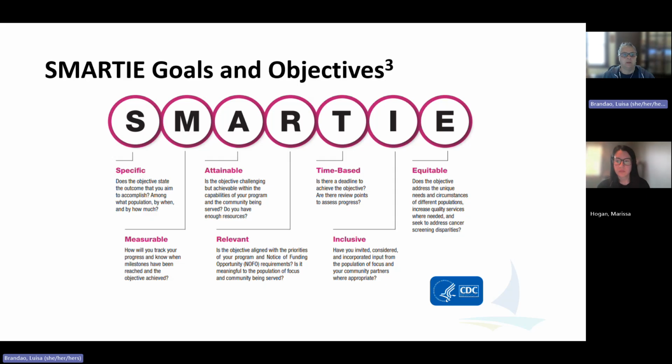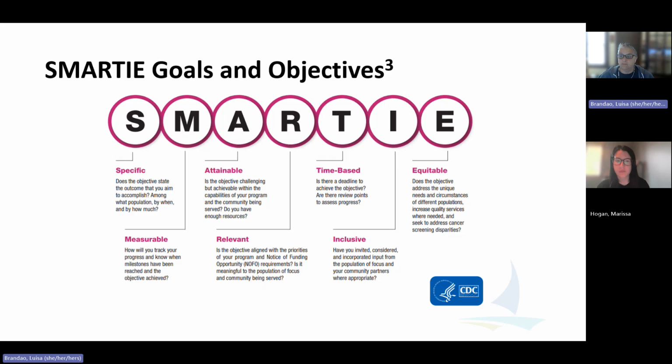Is it attainable? If you say something like, all program participants will quit smoking within 3 months, it's specific, it's the program participants, it's measurable, quit smoking, but is it attainable? Can you really guarantee that you can make people quit smoking within 3 months? We know that behavior change is hard. So think about something that's realistic, that you would be able to attain within that timeline.